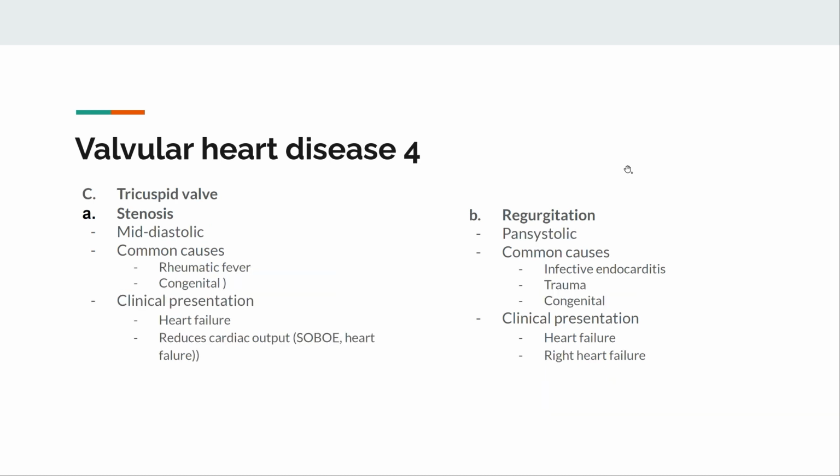So now I'm going to get to the next two, which are a lot less common, so you don't really have to worry about them too much in terms of your exams. But obviously, in clinical practice, you will probably hear one of these going through your placements.